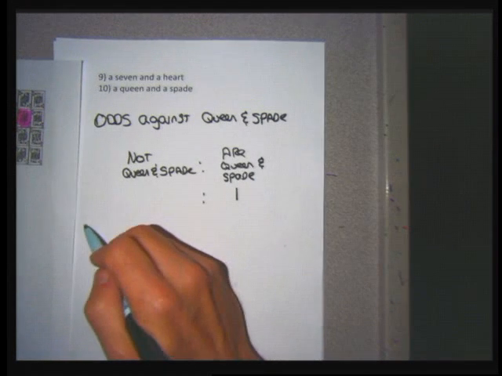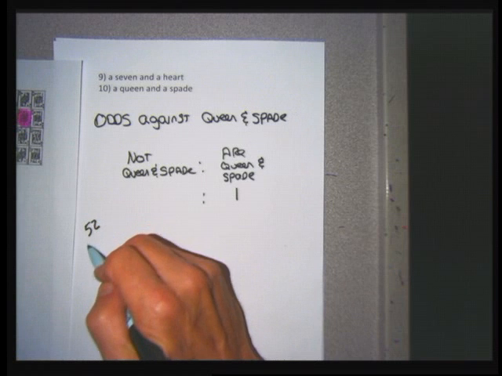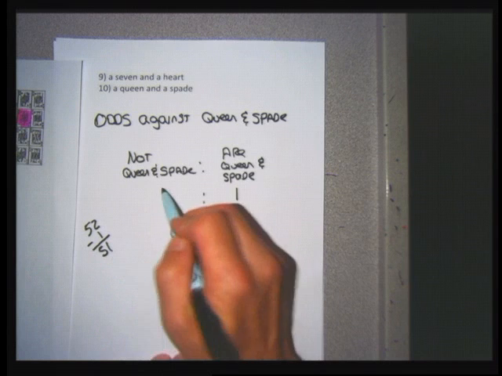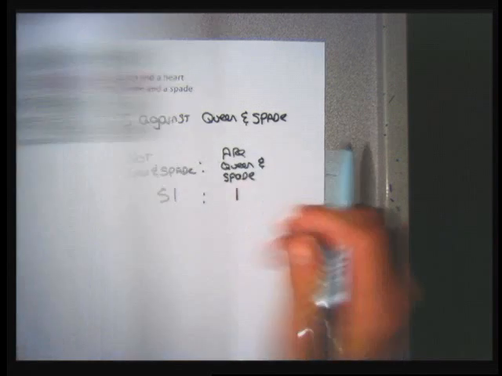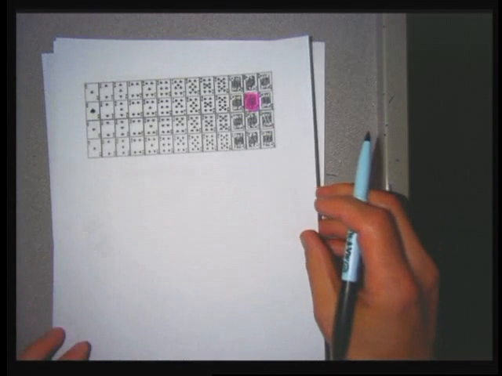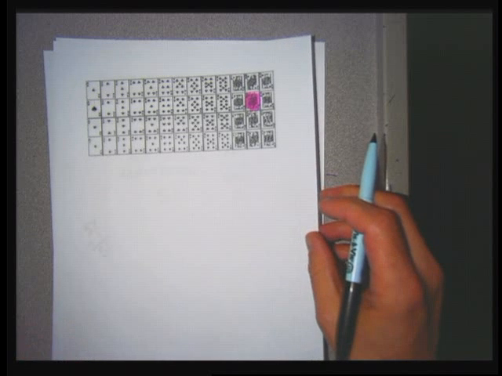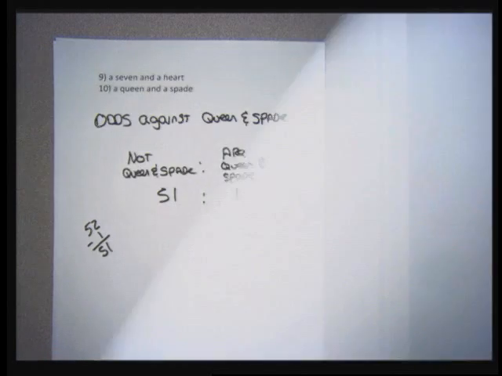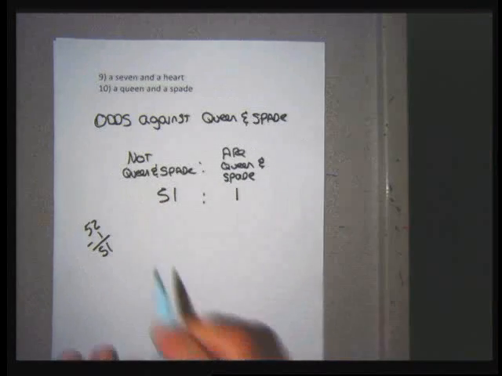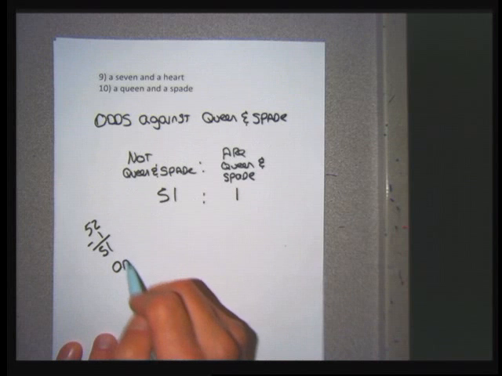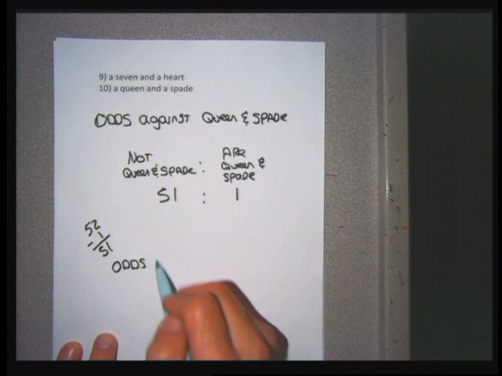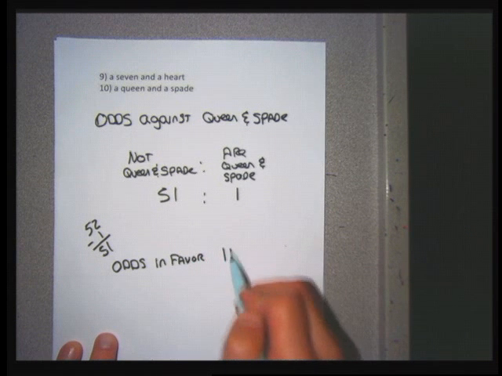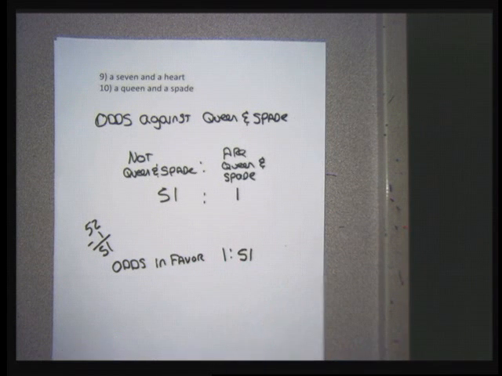For the "not a queen and a spade," I'm going to take the 52 cards in my deck, subtract the 1 that I've already counted, and the other 51 cards that I haven't highlighted here, they're not both a queen and a spade. Some of them are spades, some of them are queens, but none of them are both queens and spades. So that would be 51 to 1 on number 10. And then the odds in favor, that doesn't reduce, which is nice. I'm not going to write the whole thing down. I'm going to say the odds in favor are 1:51.